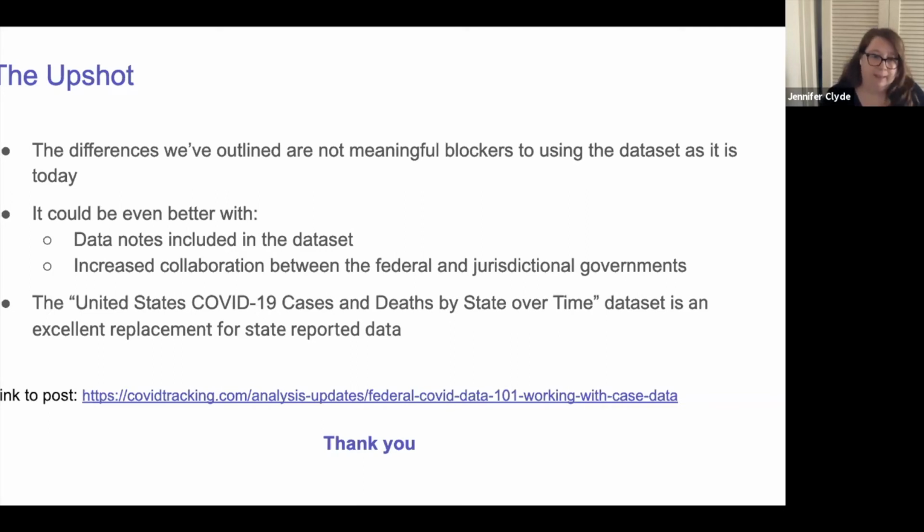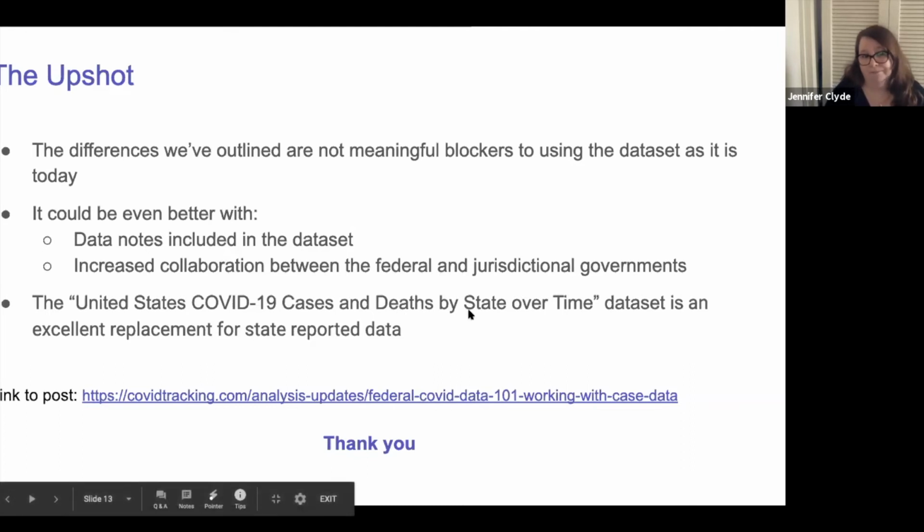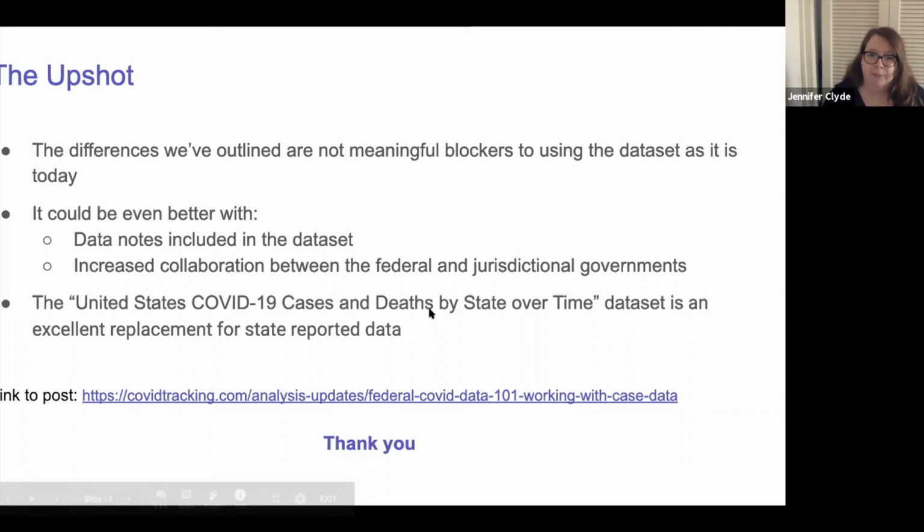But again, even with those small caveats and slight tweaks, the cases and deaths by state over time data set is an excellent replacement for state reported data or our data. And that's it about cases. There's the rest, the post is up on the blog, and thanks for coming.